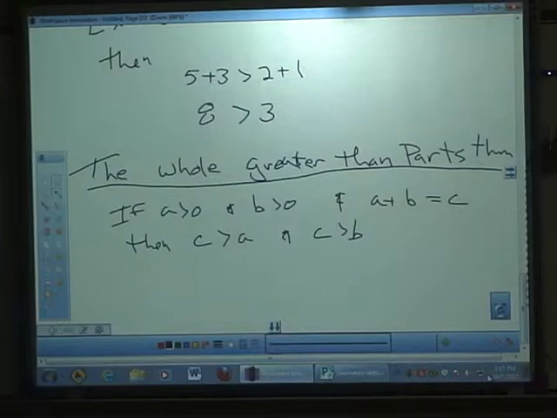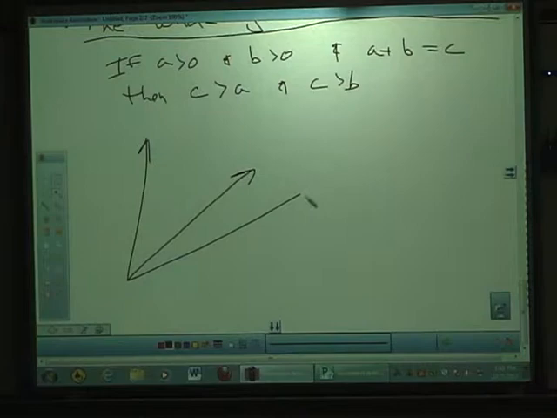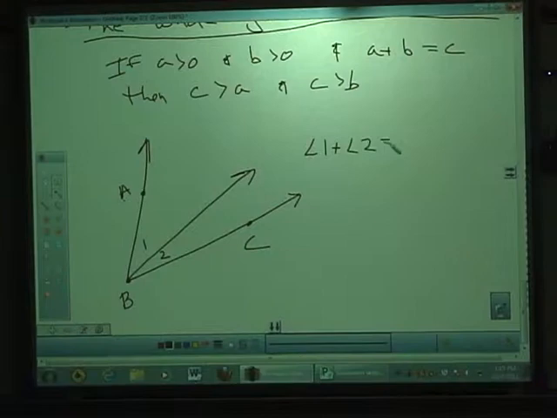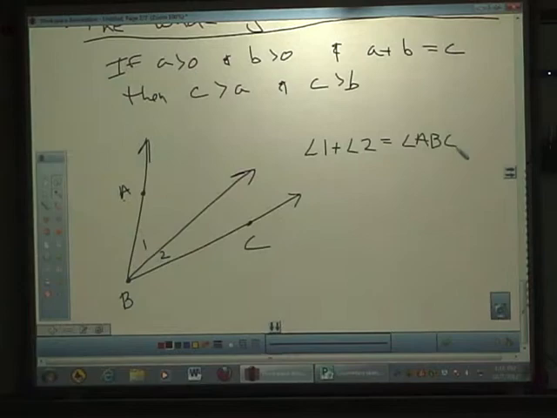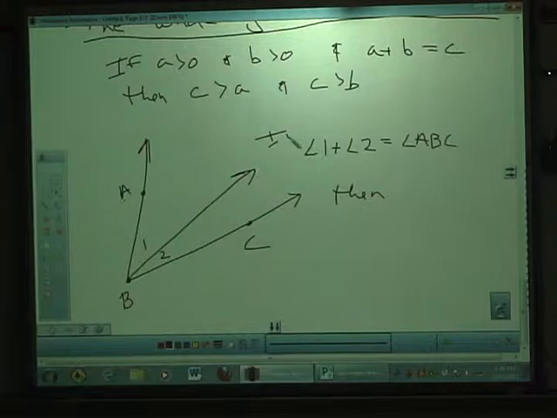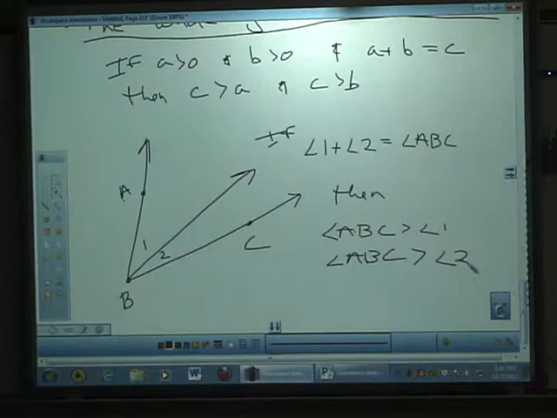Let's say we've got angles. Make sure you're writing all of this down. Let's call this angle ABC, for lack of a better name at this moment. Call these angles 1 and 2. We know that angle 1 plus angle 2 has to equal angle ABC. What tells us two angles add up to a bigger angle? Theorem 2. Since 1 and 2 add up to ABC, and since 1 and 2 have to be greater than 0 because they're angles, then, let's go ahead and throw an if in there. Angle ABC is greater than angle 1, and angle ABC is bigger than angle 2. The whole is greater than its parts.